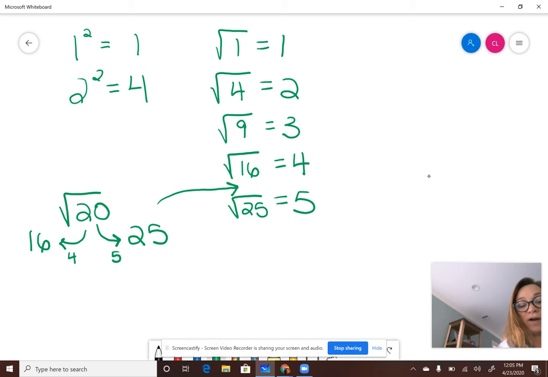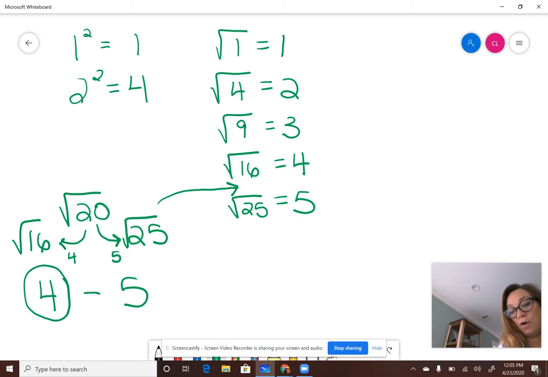Therefore, it would be closer to the whole number 4 as opposed to the whole number 5, because remember, these are square roots. So it's closer to the whole number 4, but it's in between 4 and 5. If I had to guess, I would probably guess around 4.4. And then I could always check that with my calculator.